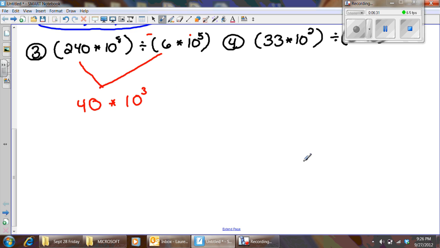So that was when I multiply. In scientific notation, I add the exponents. But when I divide in scientific notation, I subtract. It kind of makes sense. Multiplication and addition go together, and division and subtraction go together. They're inverses.